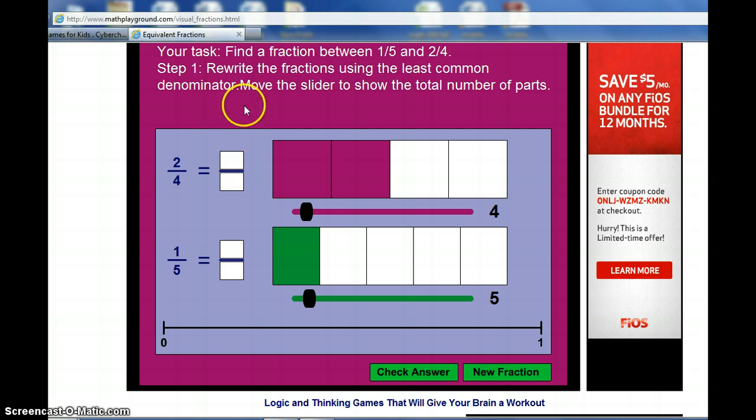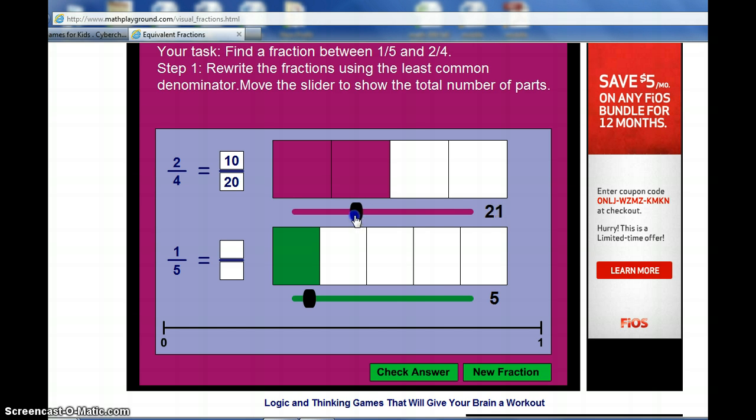It's kind of cool because what it asks you to do is find a fraction between 1/5 and 2/4. To do that, it's easy to compare 1/5 and 2/4 if we get the same denominator. In this case, you have to find the least common denominator. It tells you here, rewrite the fractions using the least common denominator. So I put in 20 here, and 4 times 5 is 20, so this is going to be 2 times 5, which is 10. And then you move this to represent that. So you move that to 20.